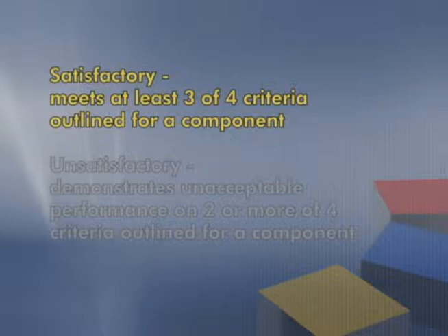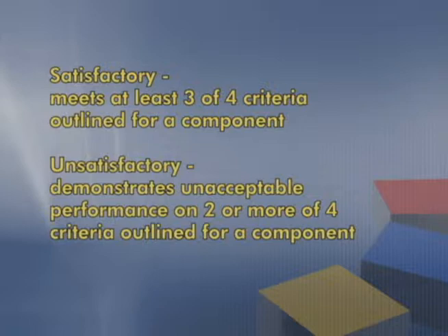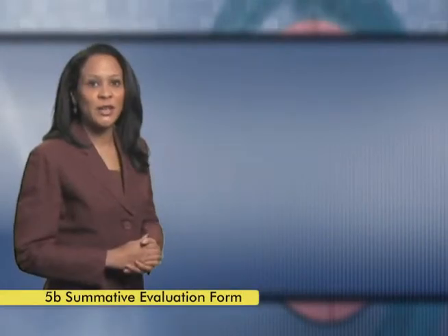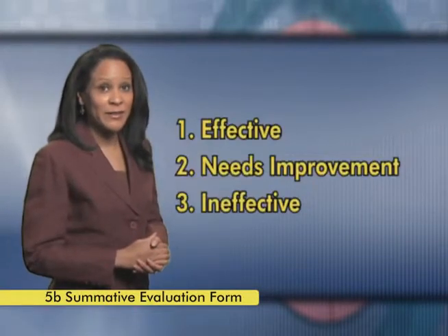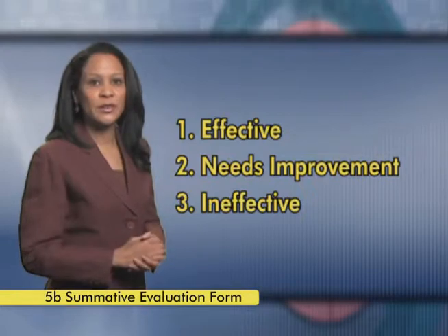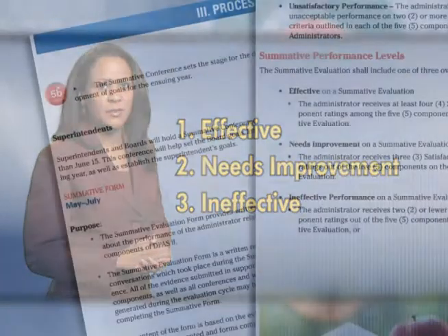Satisfactory indicates that the administrator demonstrates acceptable performance by meeting at least 3 of the 4 criteria outlined for a component. Unsatisfactory indicates that the administrator demonstrates unacceptable performance on 2 or more of the 4 criteria outlined for a component. The summative evaluation includes 1 of 3 overall ratings: effective, needs improvement, or ineffective.